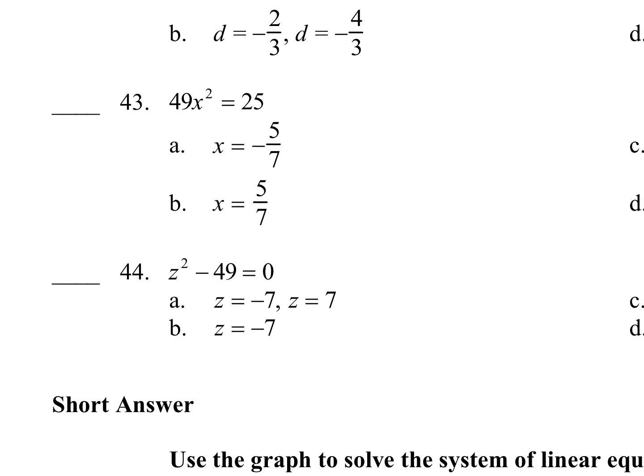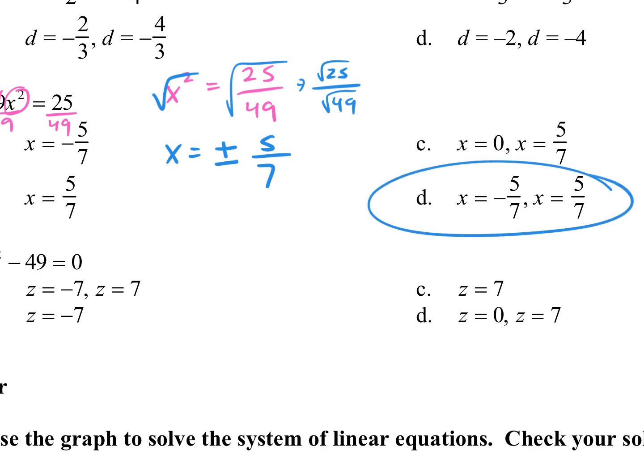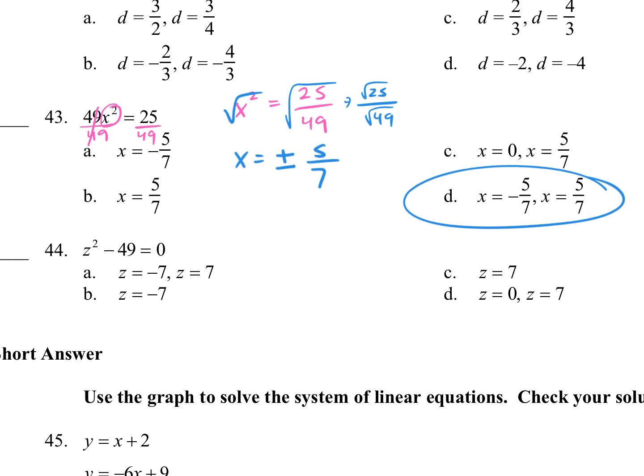43, we want to get x all by itself, so we're going to divide by 49. So x to the second power is equal to 25 over 49. How do we get rid of that second power? What would we do to get x all by itself? Square root it. And what do we have to remember when we take the square root of both sides? Plus or minus. So we have positive and negative. What's the square root of 25? 5. And what's the square root of 49? 7. Yeah. So our answer would be D. We have positive and negative 5 over 7.